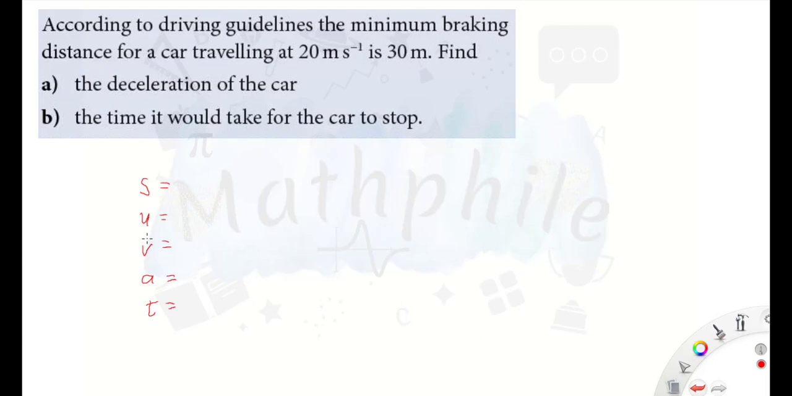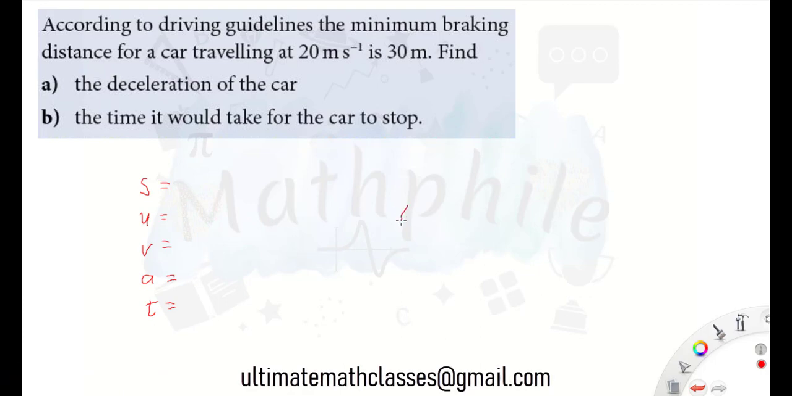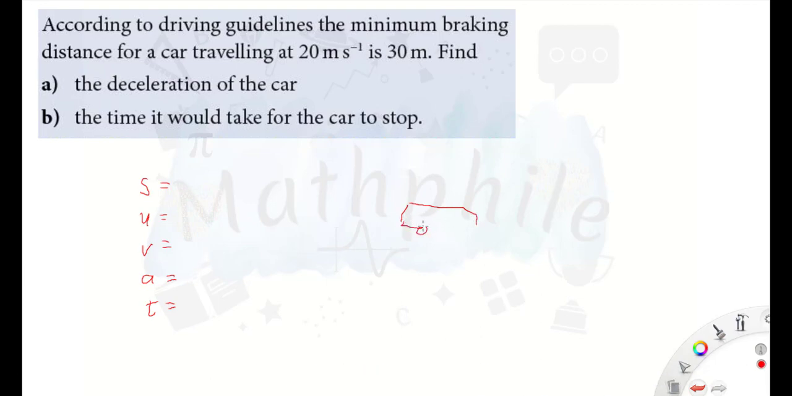So what is the first SUVAT element you are getting? The speed. Which speed does it represent? The 20 over there, is it representing the final velocity or the initial velocity? I think the final.